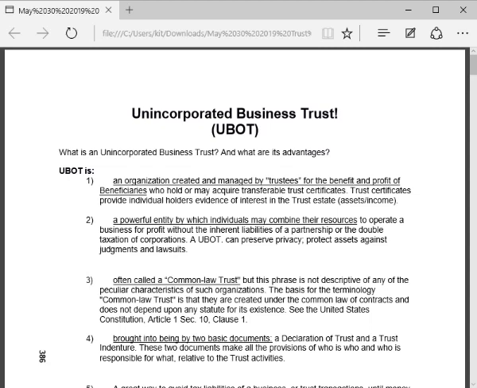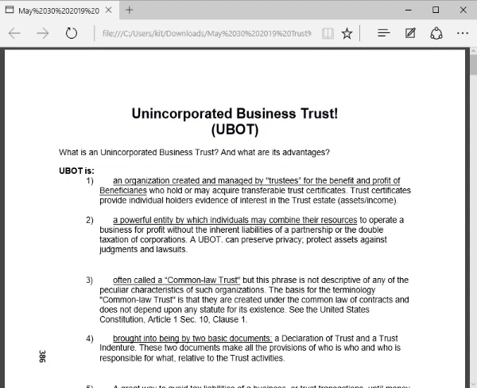What is an unincorporated business trust, and what are its disadvantages? 1. A UBOT is an organization created and managed by trustees for the benefit and profit of beneficiaries who hold or may acquire transferable trust certificates. Trust certificates provide individual holders evidence of interest in the trust estate, assets, income. 2. A powerful entity by which individuals may combine their resources to operate a business for profit without the inherent liabilities of a partnership or the double taxation of corporations.